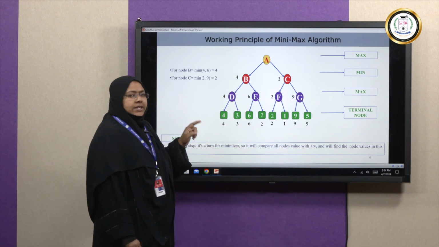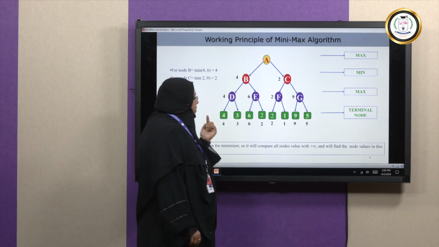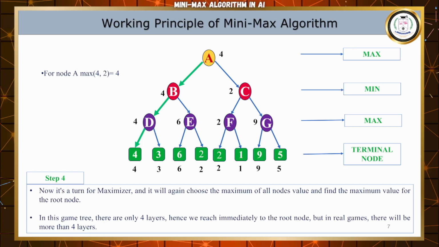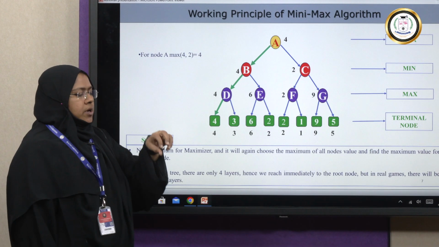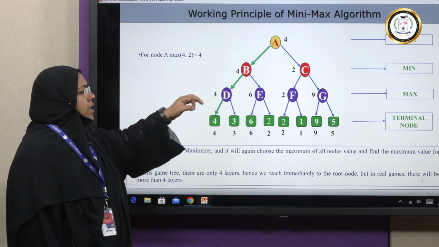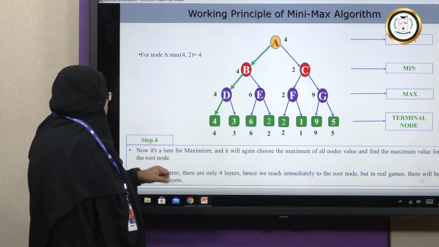Now you can see that the traversal has been done to all the nodes in this particular game tree. Now we have solved it and we have reached the root node. The value of the root node is 4. Now the player Max will take the value of 4 when he plays this particular chance.